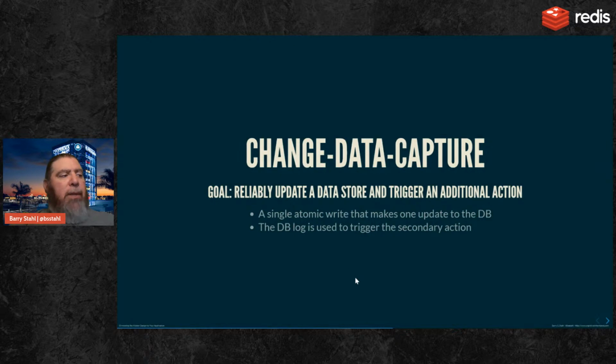The difference here is that we're going to make the same kind of atomic write to a data store, but we're only going to write one thing. We're only going to write our change to the data store. And then the data store is going to use its log and the features of that data store to actually trigger the secondary operation. So this is a very similar pattern. The difference is the database itself is capturing the update and pushing it out to the downstream process.